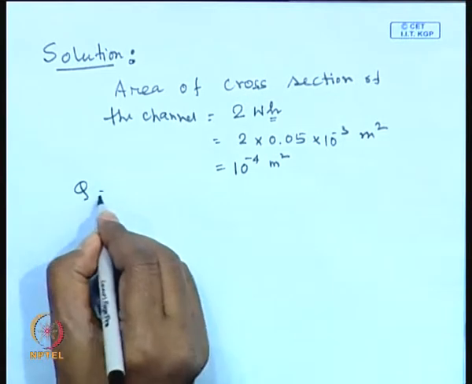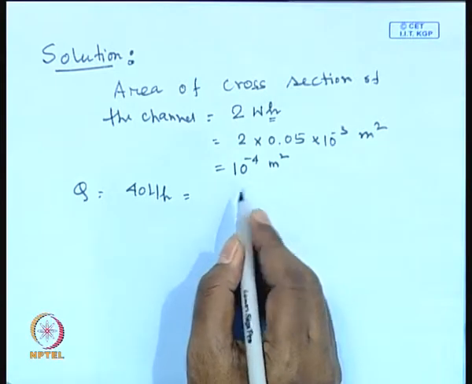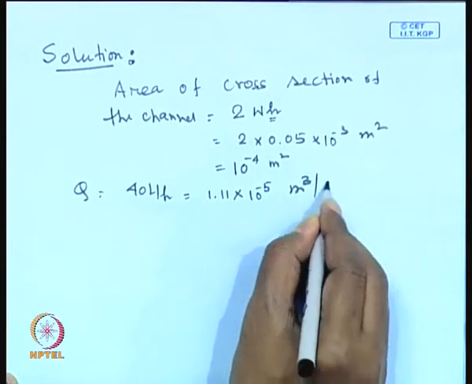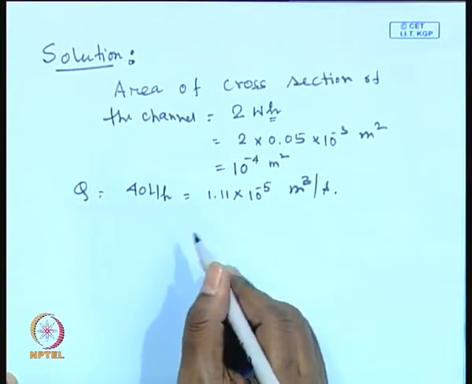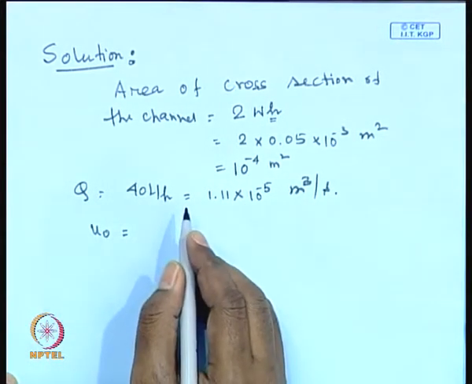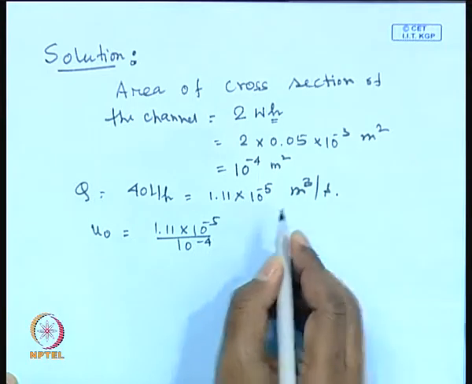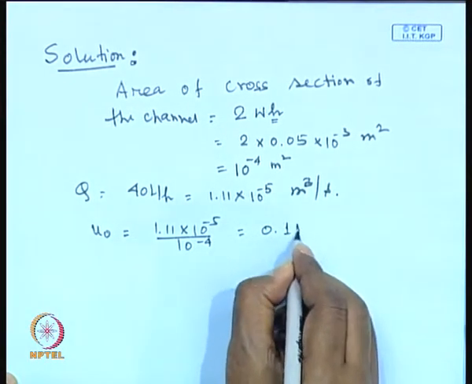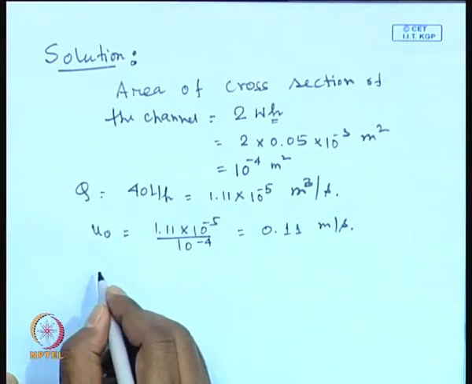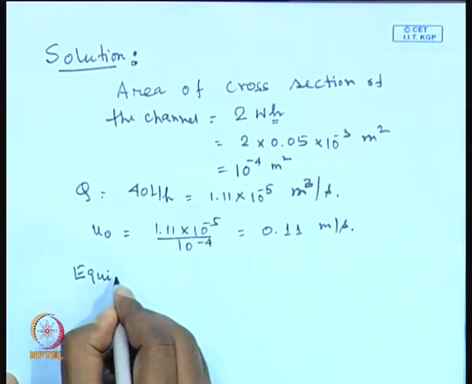Okay. The Q is the flow rate, that is 40 liter per hour. If you convert the flow rate into meter cube per second, it turns out to be 1.11 into 10 to the power minus 5 meter cube per second. So, if you divide the flow rate by the cross sectional area, you will be getting the area averaged cross flow velocity. This will be 1.11 into 10 to the power minus 5 divided by 10 to the power minus 4. So, this will be 0.11 meter per second is the cross flow velocity. Now, the Reynolds number will be defined on the equivalent diameter. Okay. So, you should calculate the equivalent diameter.